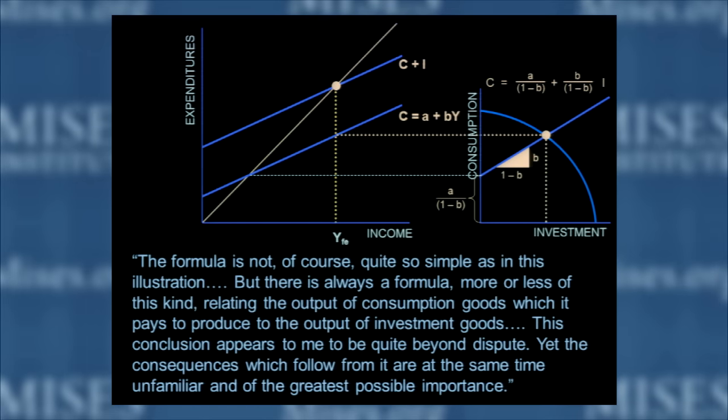Now, let's read this part. The formula is not, of course, quite so simple, because he assumed that A is zero, and it's not in this illustration, but there's always a formula more or less of this kind relating the output of consumption goods, which it pays to produce, to the output of investment goods, and that's what we've done. This conclusion appears to me to be quite beyond dispute. It's only beyond dispute if you've bought into all of the assumptions that Keynes has made. Yet the consequences which follow from it are at the same time unfamiliar and of the greatest possible importance. And of course, the importance is that if this happens to an economy, and it surely will, then we need government to the rescue to get us back to a full employment equilibrium. That's the story there.